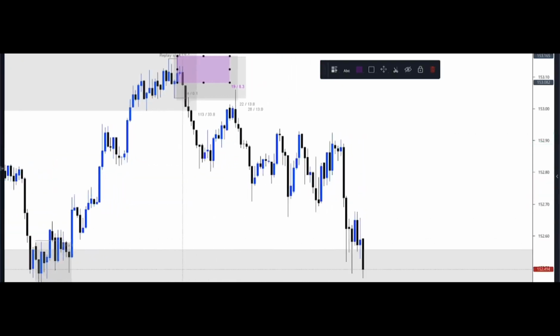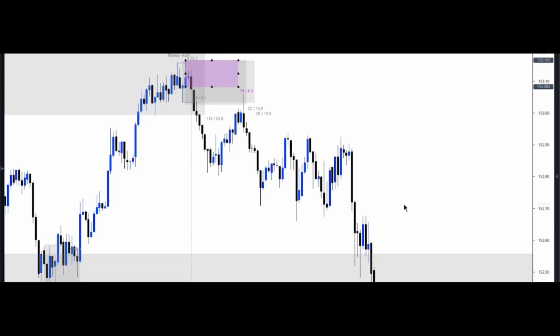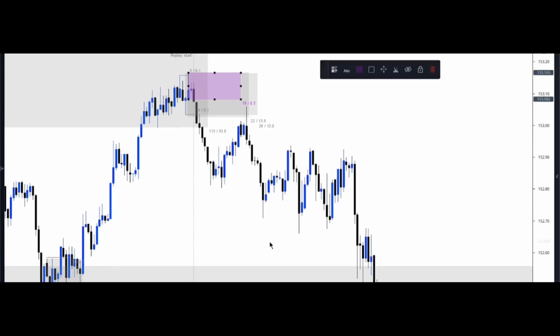Okay, so as you can see, our TP has been smashed. It even went down further. So that is how to take every move in the market. You can trade on both sides of the market. Simple.